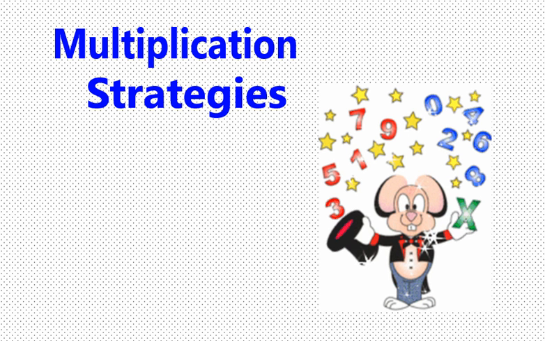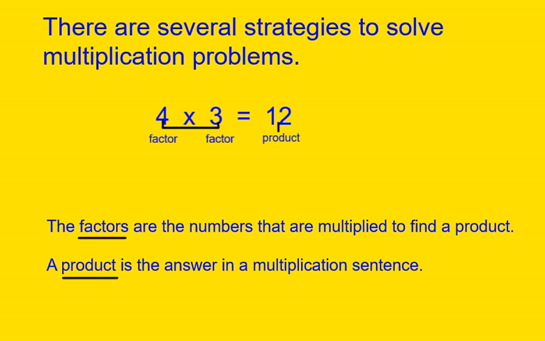Let's just review the basics again to make sure we're all on the same page and we're all thinking the same way. All right, so we know there are several strategies to solve multiplication problems. An example they're using in this slideshow is 4 times 3 equals 12. And here are some words that you might know, you might not. Factors are the numbers that you're multiplying together. So these two, the 4 and the 3, are factors.